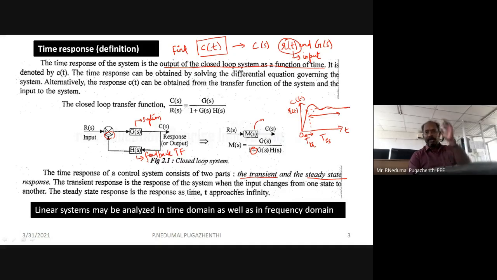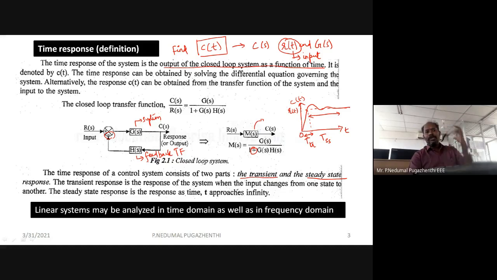It will try to reach the final state. And what is the time taken to reach it? For example, I always give the example of a fan. We switch on the fan. Let us say the fan's maximum speed is 700 rpm. If you switch on the fan, it will take some time to reach its final state, 700 rpm. Before that, it will go 50, 100, 150, 250, 350. It goes on and reaches 700.